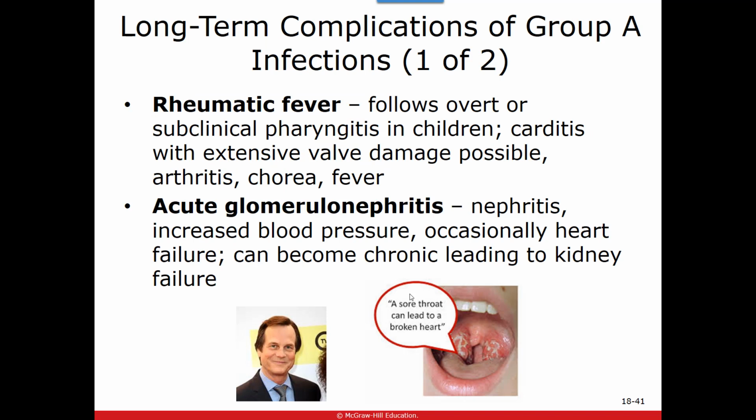Now, if there was untreated scarlet fever, that toxin is throughout the whole body, causing that red skin, and it can lead to something known as rheumatic fever. Not always, but it can. And rheumatic fever follows untreated strep, untreated scarlet fever, and it can damage heart valves.